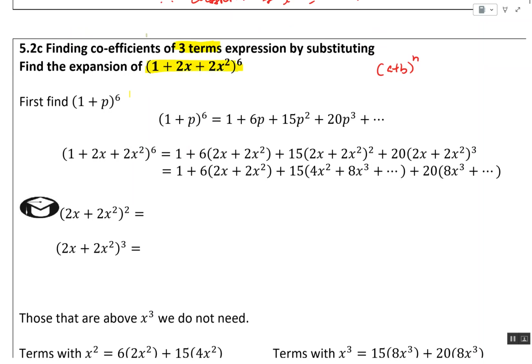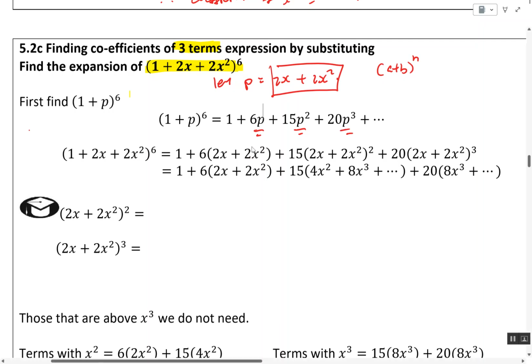So what you do here is you let p equal to 2x plus 2x squared first. This is what you do first. If I let p be this form here, I will first find bracket 1 plus p bracket power 6, and then you get this form here. Subsequently, when I have this form, I replace all the p terms back with the original substitution. So when you sub back p, it shouldn't be an issue. Now the problem is when I sub in a p squared and a p cubed. This is where it gets complicated.